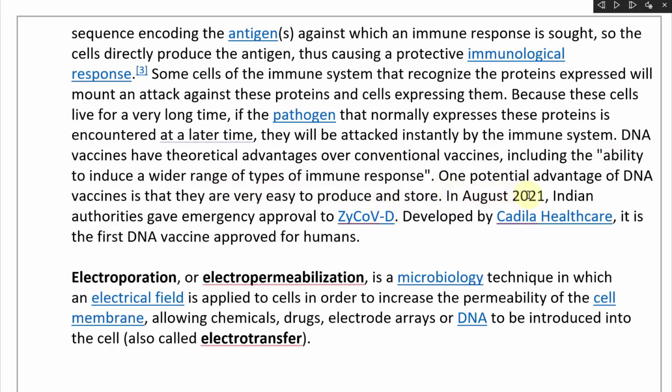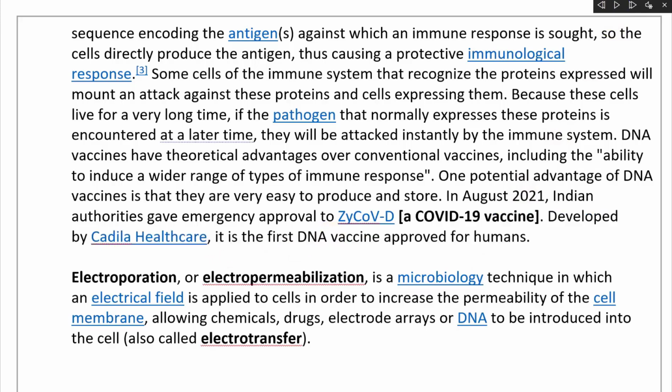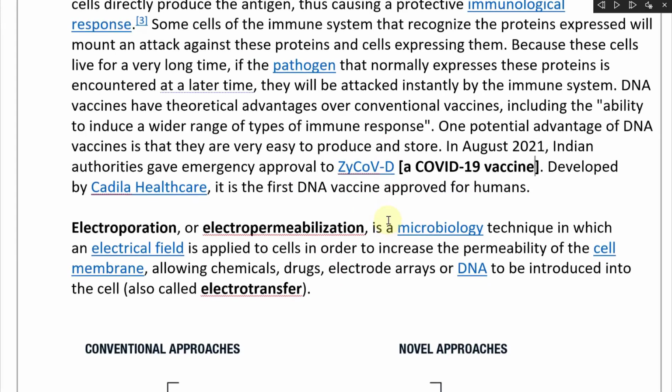In August 2021, Indian authorities gave emergency approval to this SARS-CoV-2 vaccine right here, developed by Cadila Healthcare. See the pronunciation? Cadila Healthcare. It is the first DNA vaccine approved for humans. Let me just put a note here. So this one is a COVID-19 vaccine, this SARS-CoV-2 one from India.